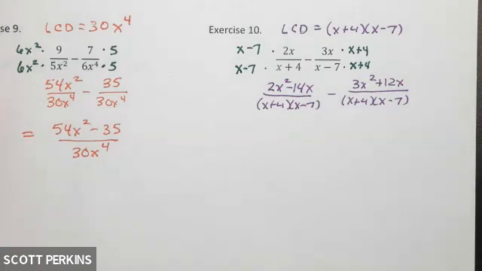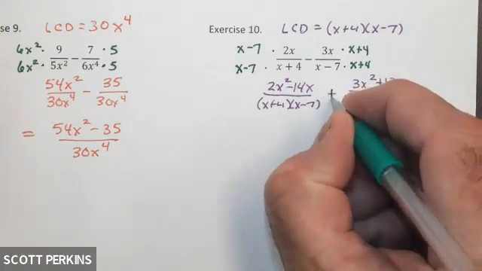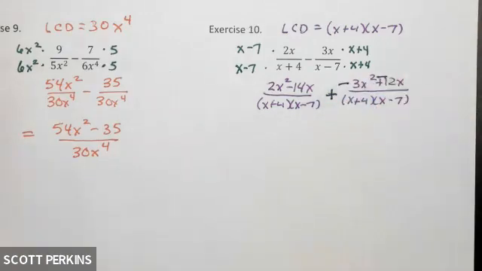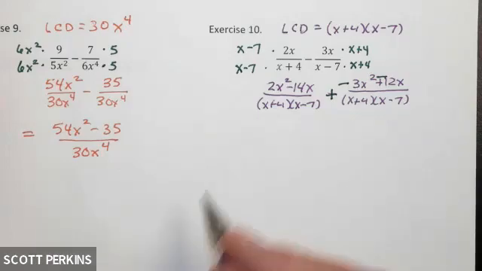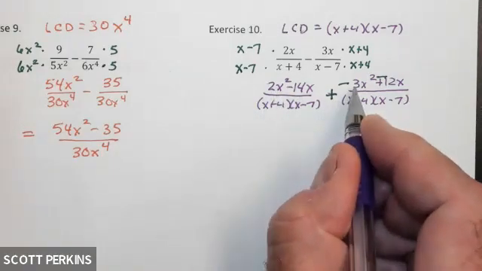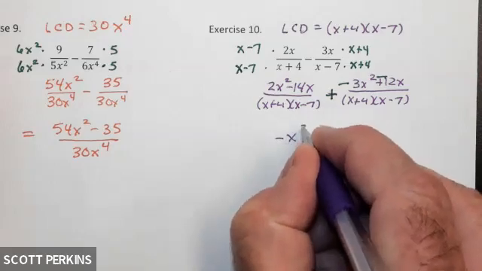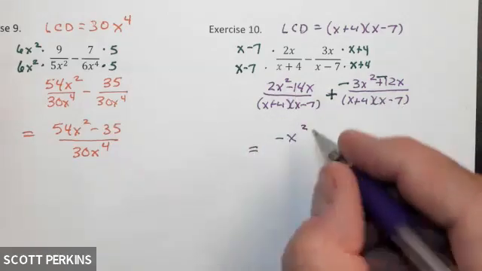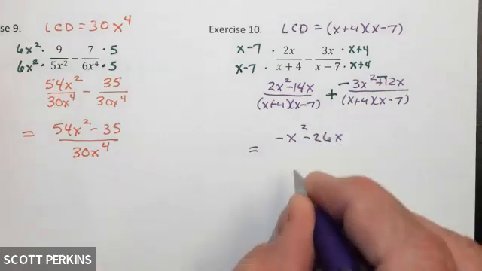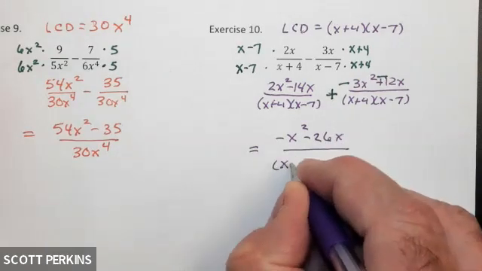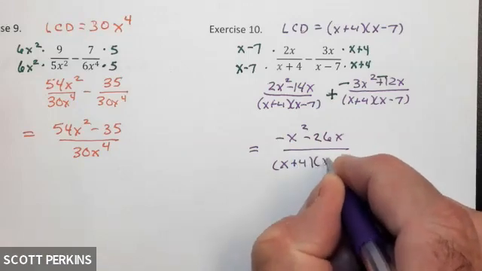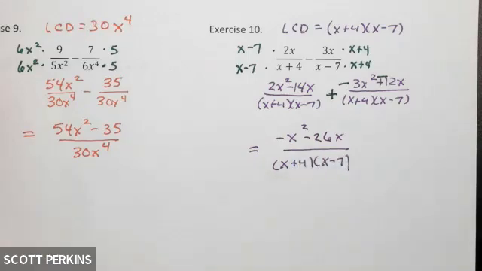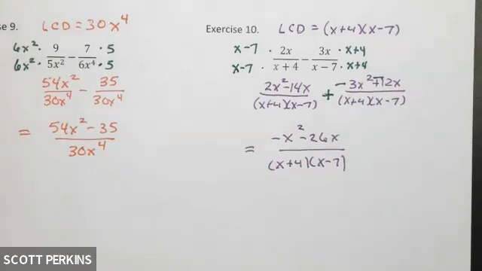Again, I notice I'm subtracting. My way of remembering to subtract everything is I'm going to distribute this minus sign. It becomes a negative 3x squared and a negative 12x. And here we go to the finish line. 2x squared and negative 3x squared is negative x squared. Negative 14x and negative 12x is negative 26x, all over x plus 4, x minus 7. There is my added expression.